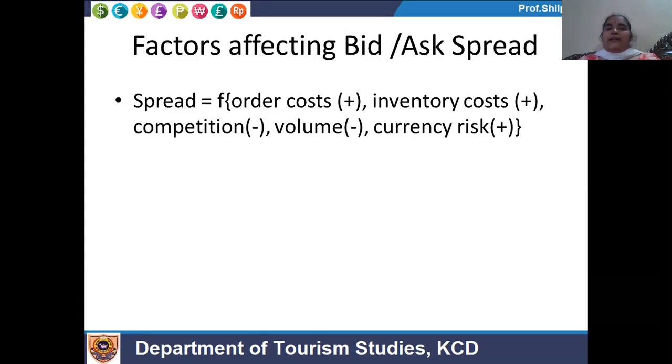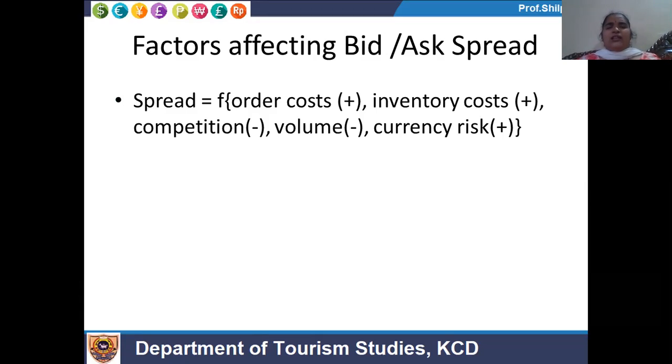Now we have certain factors which affect the bid and ask price. The spread, whether it is 5%, 6% or 2%, is more or less depending upon these following factors. The spread is more if the following costs are more. The bid ask price is a function of ordering cost, inventory cost, competition, volume, and currency risk.